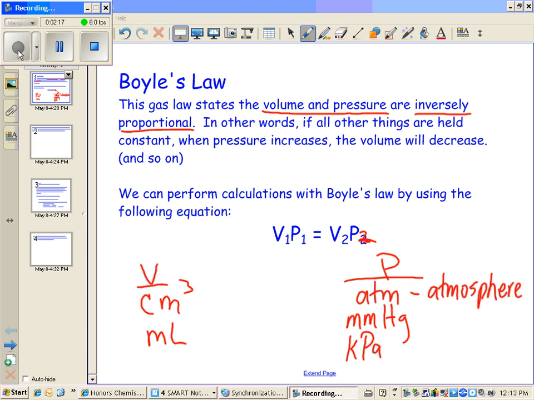So atmospheres, millimeters of mercury, and kilopascals. The reason I tell you these units is because you might have a math problem and it doesn't say the pressure is. It says so-and-so is measured in 2 atmospheres. So you have to know that 2 ATM is a pressure unit. So learn these units for pressure and the units for volume. Okay? Any questions there?